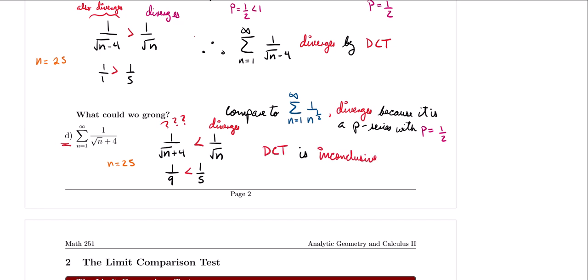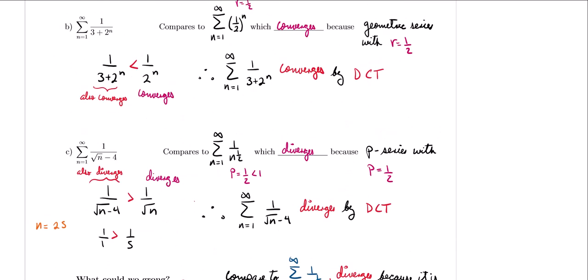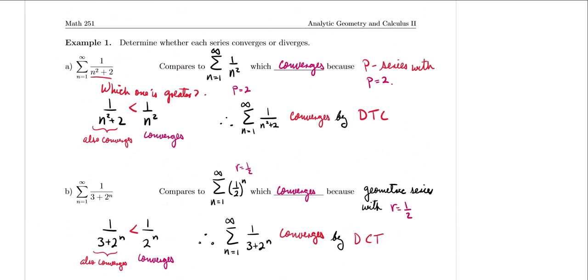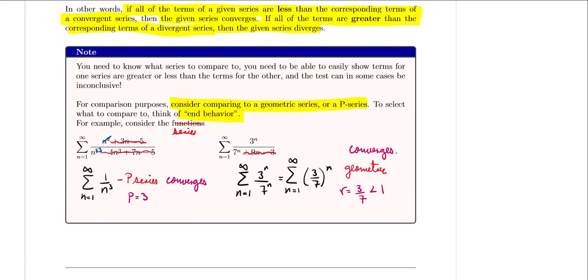Okay, so hopefully with this couple of examples, the direct comparison test is making a little bit of sense, or hopefully a lot of sense. And again, remember, if you can, you always want to compare a given series to either a p-series or a geometric series. Okay, so this is where we are going to be stopping for our part 1.